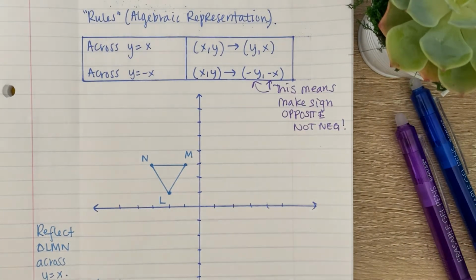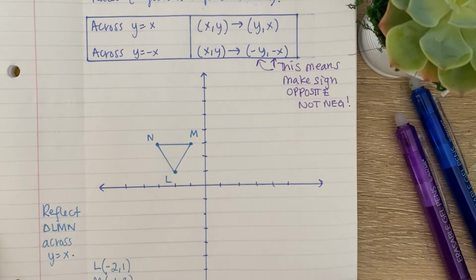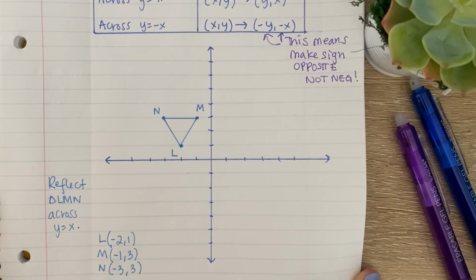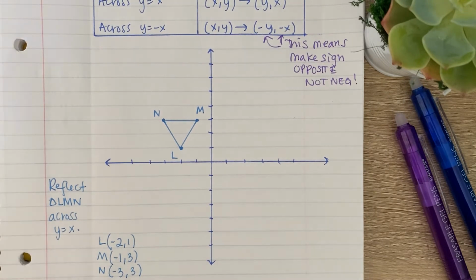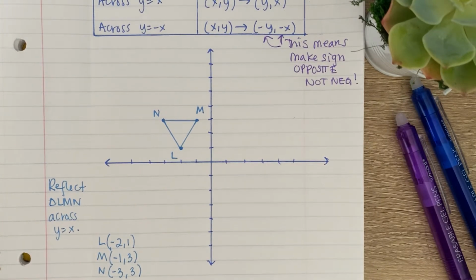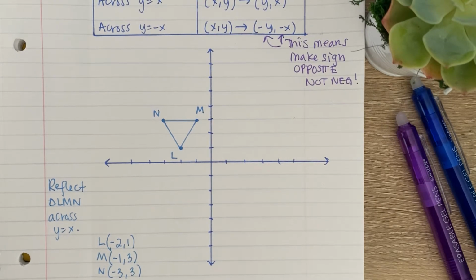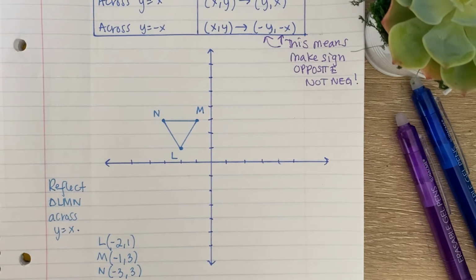All right, so here we have triangle LMN. L is negative 2 comma 1, M is negative 1 comma 3, and N is negative 3 comma 3. Go ahead and draw out your coordinate plane. Make it as precise as you can. Remember, that is super important when you're doing transformations. And plot your points and connect the dots to form your triangle LMN.